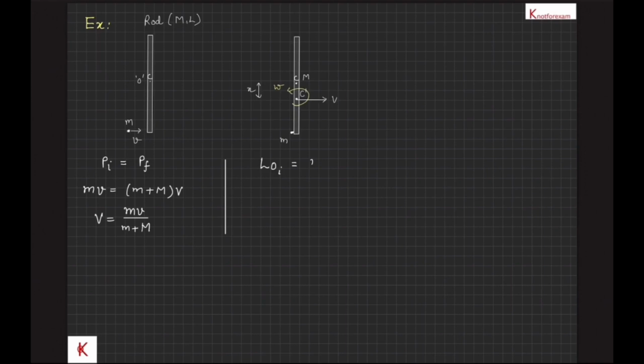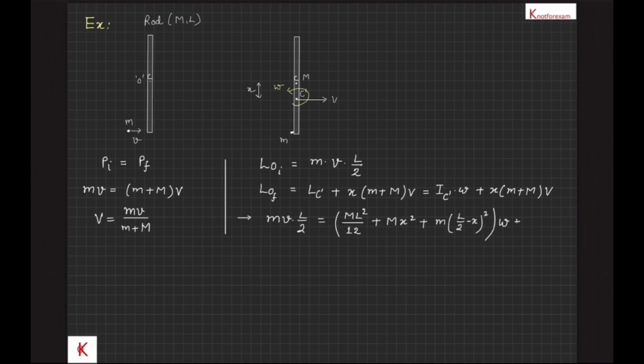Also, let center of mass of the system C' be at a distance x from the center of the rod. Then x will be ml upon 2(M plus m), and initial angular momentum about point O, L_Oi, is equal to mv into L by 2. And final angular momentum about O is angular momentum about center of mass C' of the system, that is I_C' omega, plus angular momentum of the center of mass, that is x into (M plus m) into V. And by using angular momentum conservation, we can easily find omega.